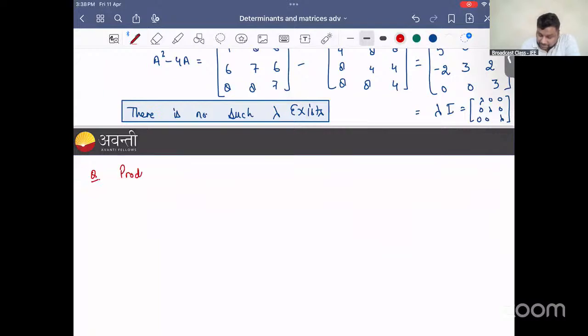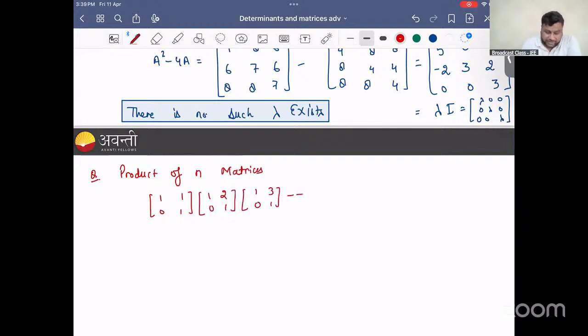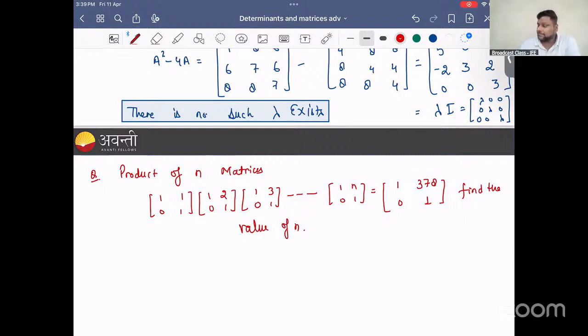Product of n matrices: 1, 1, 0, 1 into 1, 2, 0, 1 into 1, 3, 0, 1 and so on, up to 1, n, 0, 1. If this is equal to 1, 378, 0, 1, then find the value of n. All right, give it a try quickly, everybody.